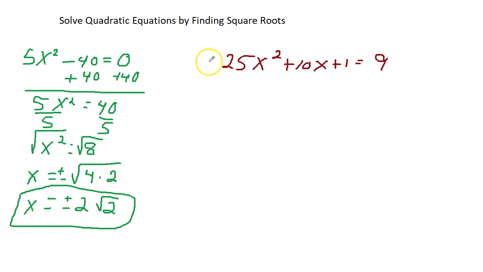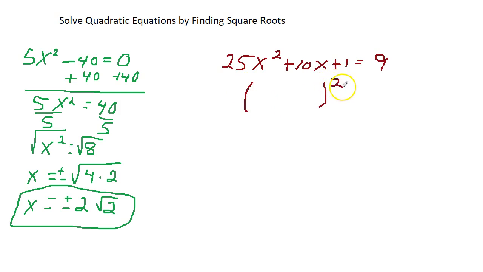How do I know? First term's a perfect square, last term's a perfect square. If I take the square root of the first term and the last term, square root of 25x squared is 5x. Square root of 1 is 1. 5x times 1 gives you 5x, and then I double it. If it matches that middle term when you double it, you know you have a perfect square trinomial. So it factors in this way.